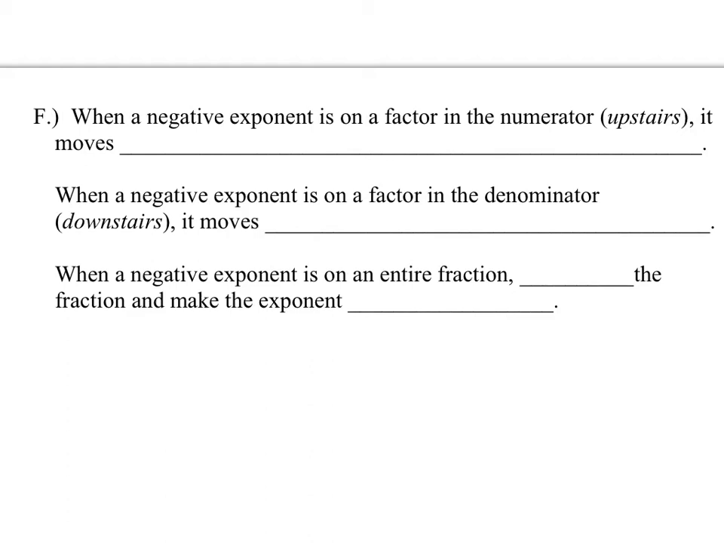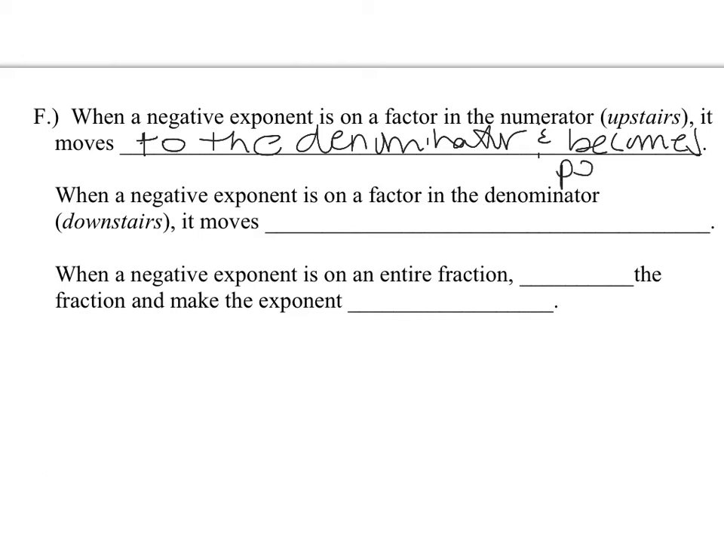Now concept F is getting into concept 12, which is negative exponents. So when a negative exponent is a factor in the numerator, which I say upstairs, it moves downstairs and becomes positive, or really, technically, we're going to say it moves to the denominator. My pen isn't working very well. To the denominator, and becomes positive. So that's what we want to do. We want to try to make all of our negative exponents positive. And to do that, all you have to do is move it where it's at.